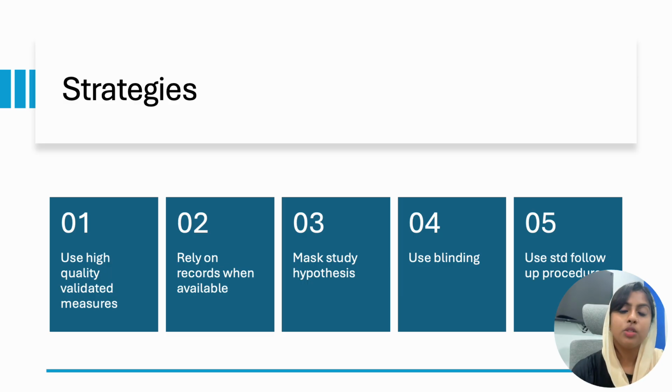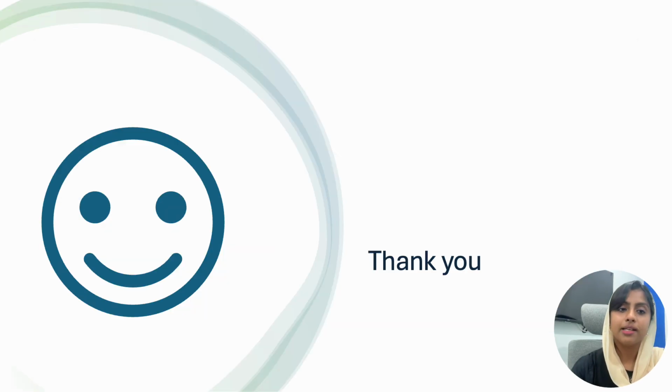And then also we need to use standard follow-up procedures, especially in cohort studies, so that you don't lose many patients to follow up. So these are the different strategies that you can devise in order to mitigate the risk of information bias. I hope that this lecture has helped you to have an understanding about the different types of bias and how you can tackle them while reading a research article or while doing a research study. So hope this has helped.